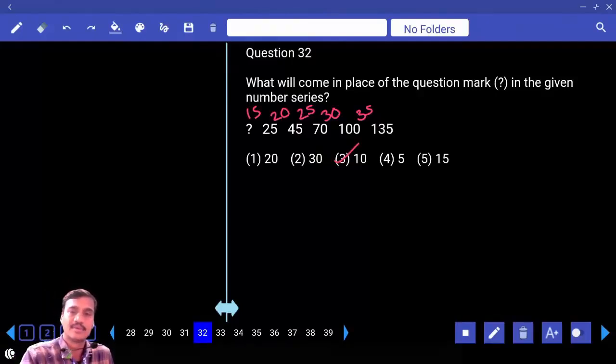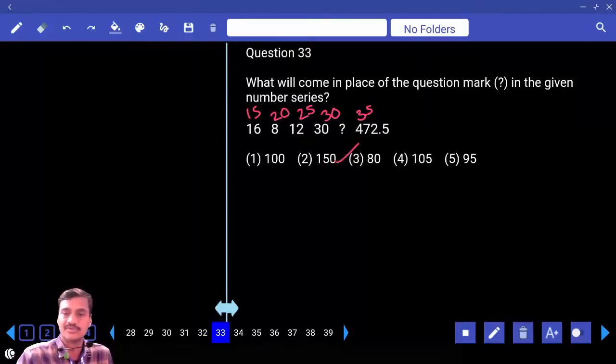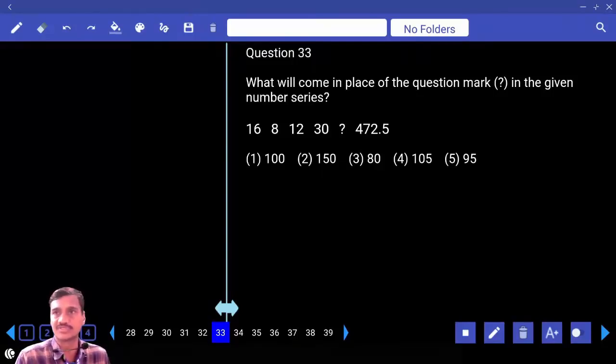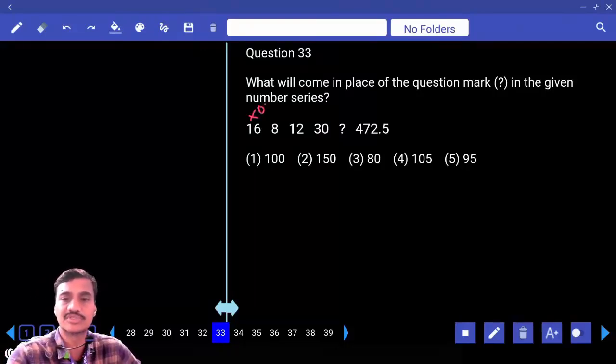Clear? Then 33. Now in this 33, 16, 8. Numbers starting with 16 and increasing up to 472. The numbers are increasing at a very faster rate. Hence it must be under product or combination. The number decreased from 16 to 8. That means it is how much? Into 0.5. Now 16 into 0.5 is so much? 8. 8 and 12 can be written as into 1.5. Into 0.5, 1.5. Next one is 2.5. 12 into 2.5 is so much?